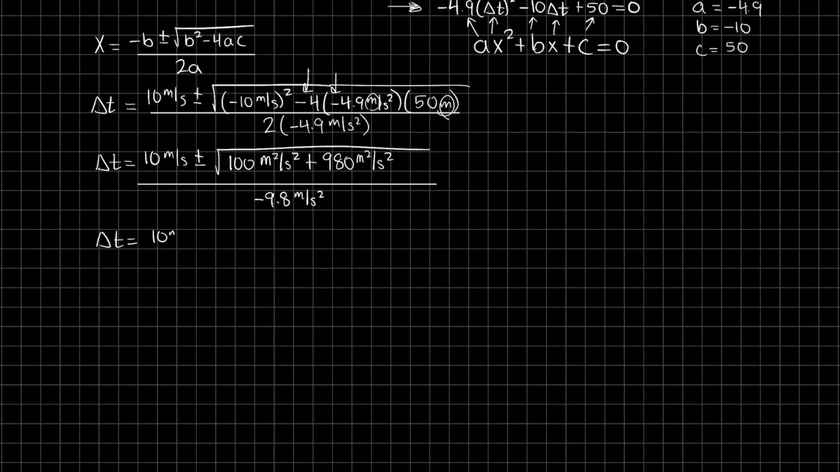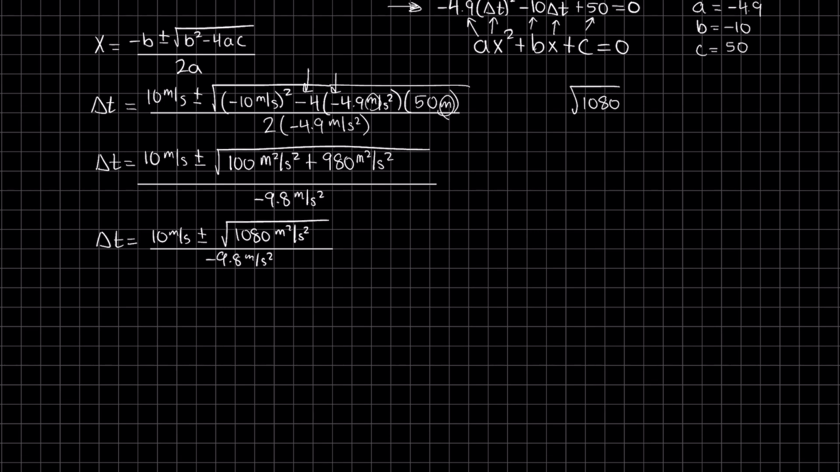I get 10 meters per second plus or minus. Under the radical, I'm going to get 1080 meters squared per second squared, all divided by negative 9.8. Now, what I'm going to do is simplify the square root of 1080 into simplest form using a radical.